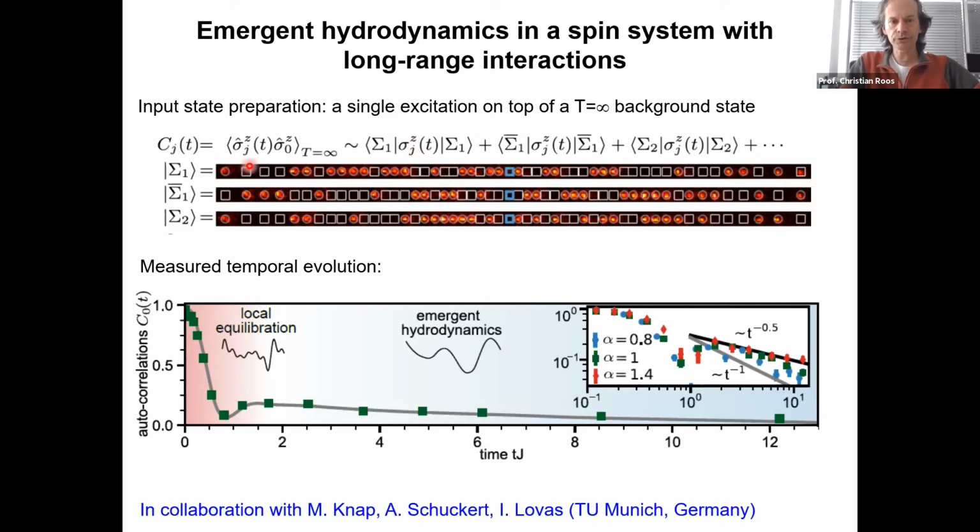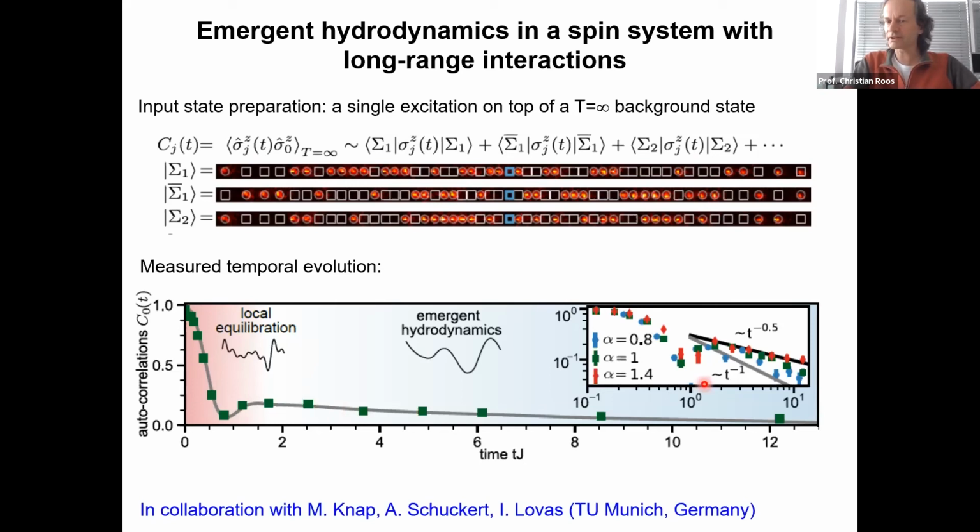And then what you can do is estimate these 2-point correlation functions for the case of infinite temperature by basically averaging over many different realizations of these input states. And what you see is that you get a fast equilibration locally, followed by a long tail where these correlations decrease.